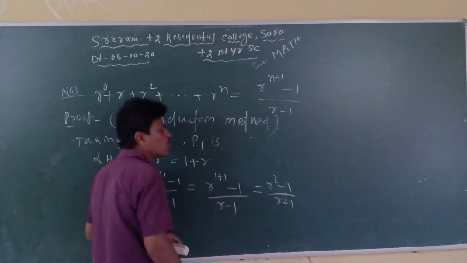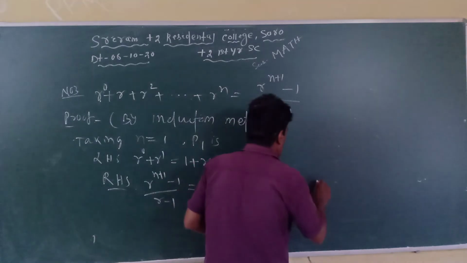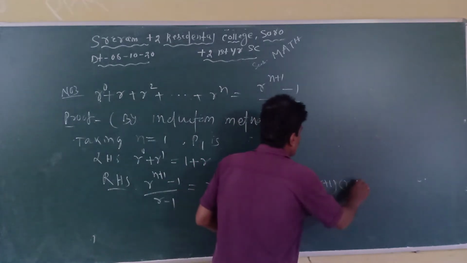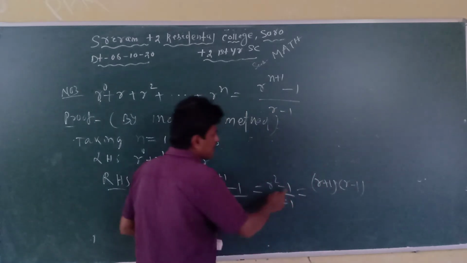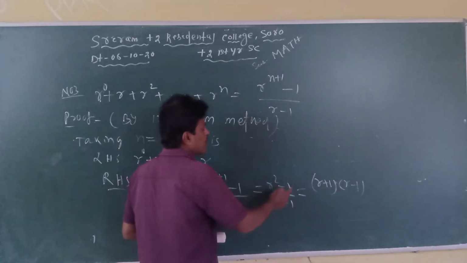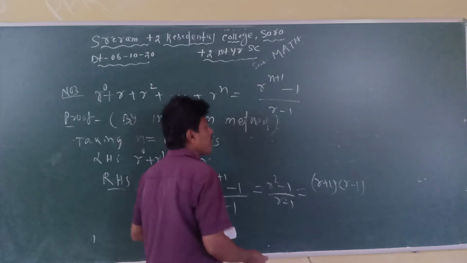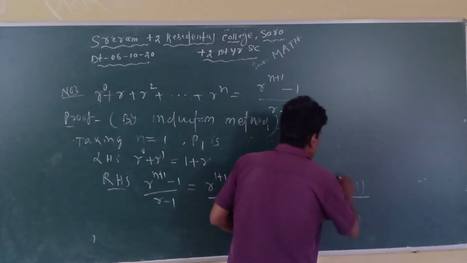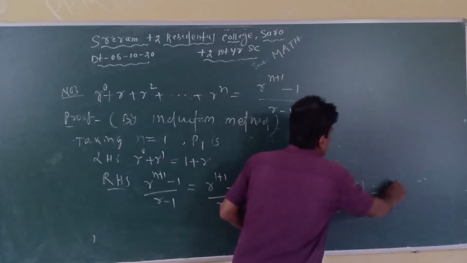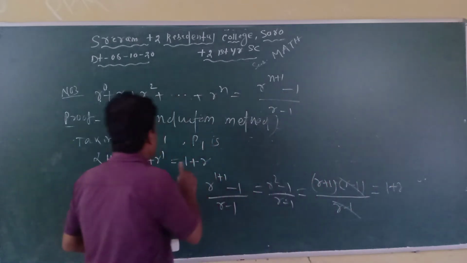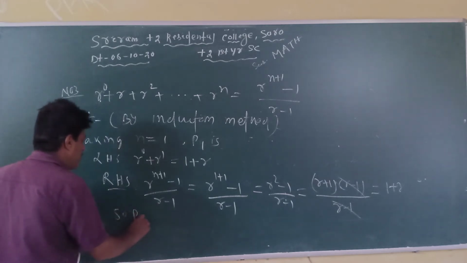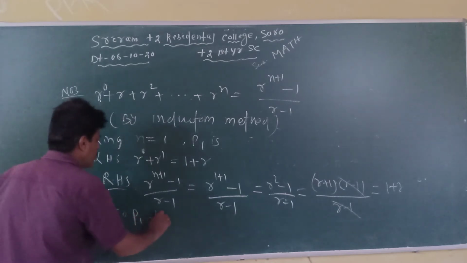Because 1 plus 1 is equal to 2. r square minus 1 is equal to r plus 1 whole into r minus 1. You know already a square minus b square, because 1 is equal to 1 square, so a square minus b square is equal to a plus b whole into a minus b. So r plus 1 whole into r minus 1 divided by r minus 1. r minus 1 cancel, so that becomes 1 plus r. You look, LHS 1 plus r, RHS also 1 plus r. So P1 also true.